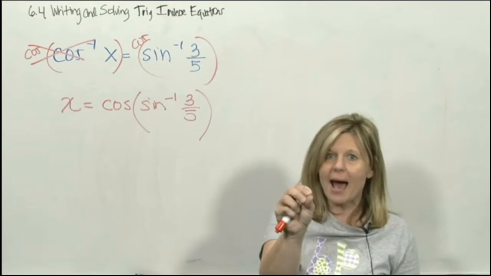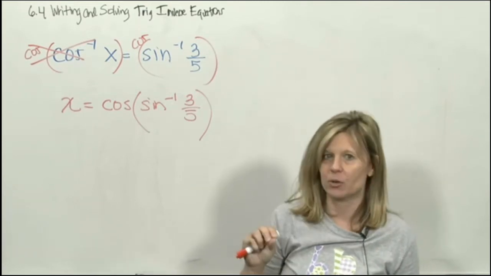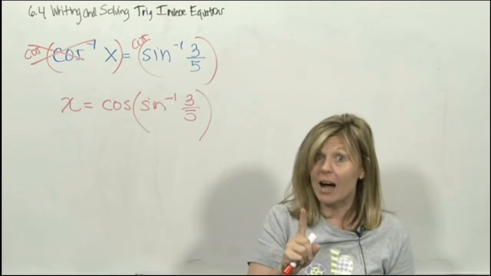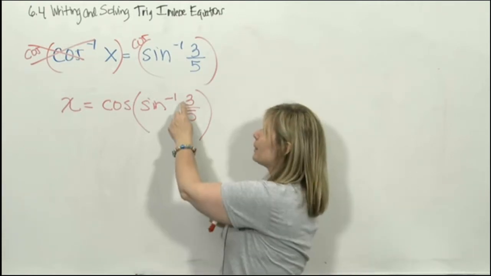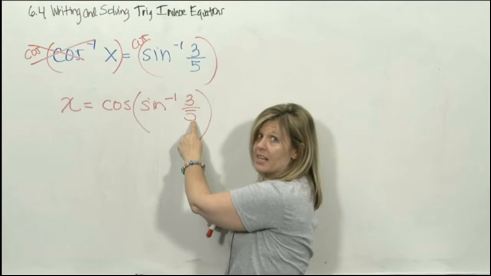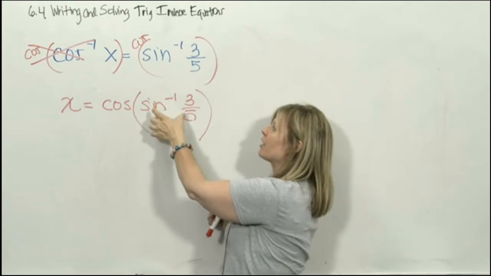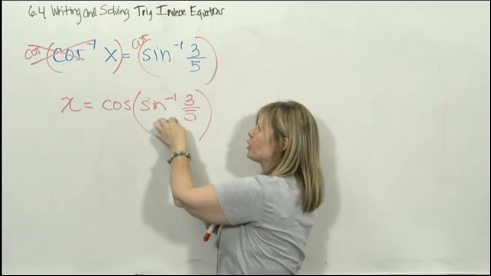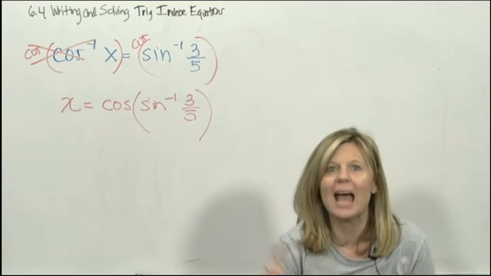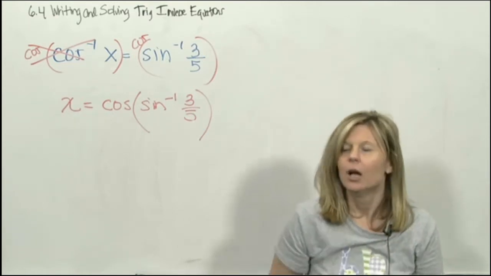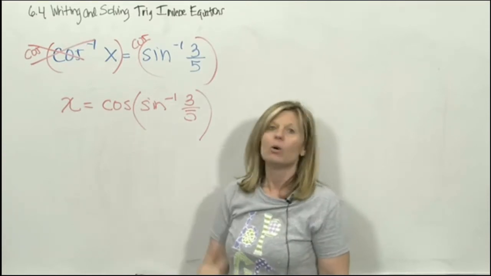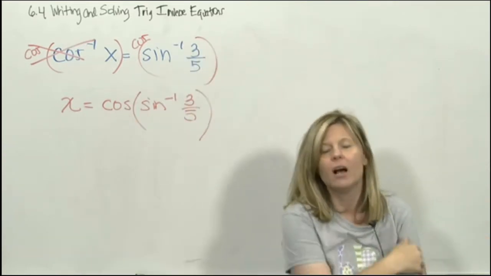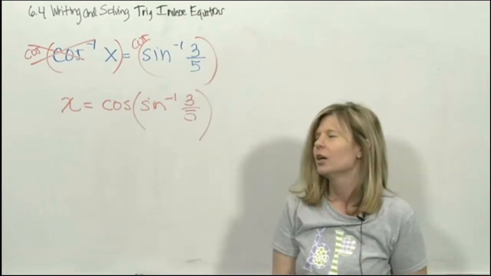So here we go back to the beginning of the semester without a calculator. Now I agree, if I said pull out your calculator, you would type 3 divided by 5, you'd get a decimal, hit sine inverse, the calculator would give you an angle, and then you would do the cosine of that angle. But this is without a calculator. Without a calculator, how do you get the answer to this expression? Well, it goes back to the beginning of this whole course.